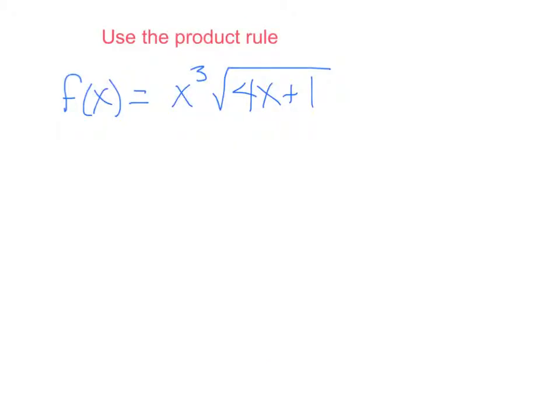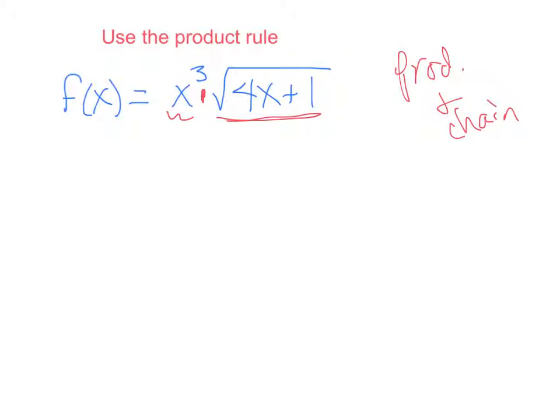Okay, so there are times during this when you also have to use the product rule or the quotient rule, and then also include the chain rule. This makes it a little more difficult, but no big deal. Obviously, it's x cubed times the quantity of the square root of 4x plus 1. So you have to use the product rule and the chain rule. So product and chain.